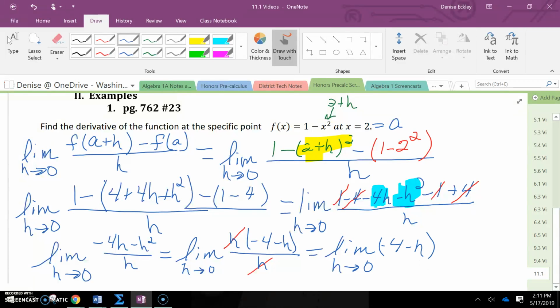And now I can see that as h is approaching 0, it has no effect on the negative 4, so I can think of this as negative 4 minus 0, so I get negative 4. So that's the value of the derivative at the point x equals 2 for this function.